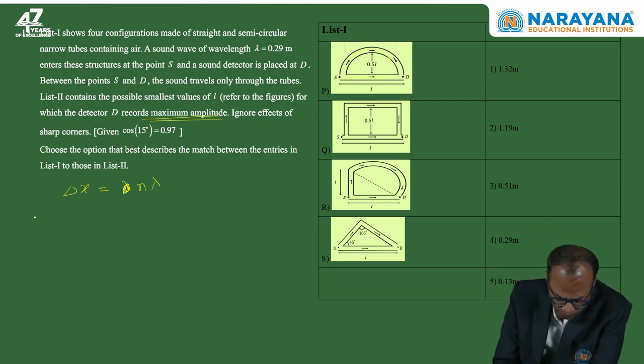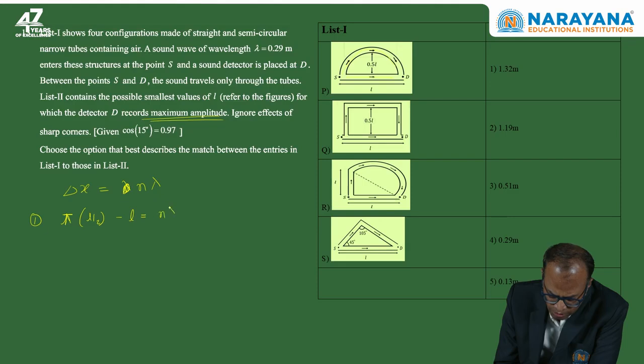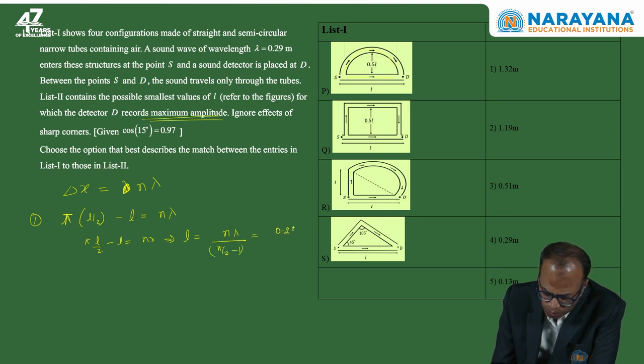Okay, so case 1. In case 1, path difference. One of the waves travels pi r. Pi times r. R is L by 2. And the other wave travels L. And this must be equal to n lambda. So pi times L by 2 minus L is equal to n lambda. That gives you L is equal to n times lambda upon pi by 2 minus 1. I want minimum, so take n as 1. So this is 0.29 divided by pi by 2 minus 1. Pi by 2 minus 1, 3.14 minus 1, 2.14.